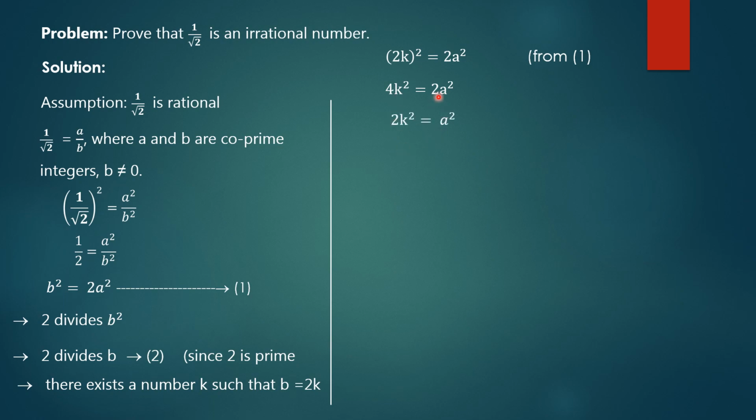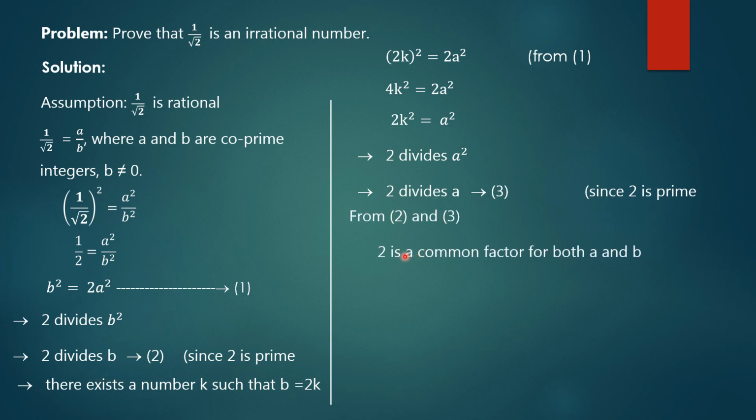Then we cancel with 2 on both sides. 2k square is equal to a square. Again, a square we have written as 2 into something, that means 2 divides a square. As 2 is prime, 2 divides a. Now in 2, 2 divides b. In 3, 2 divides a. From 2 and 3, 2 is a common factor for both a and b.